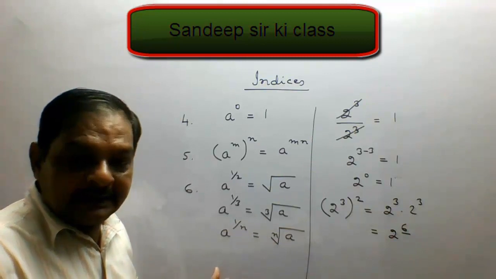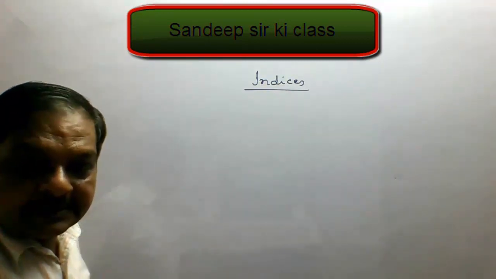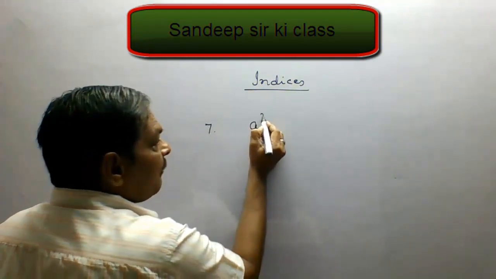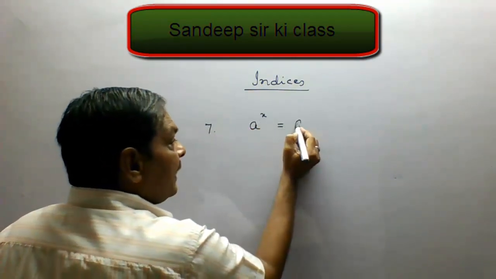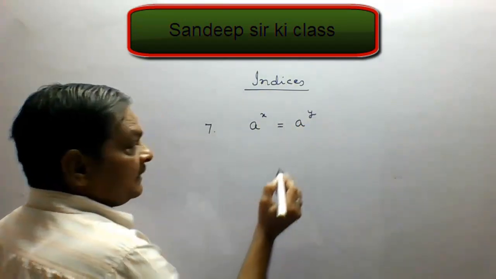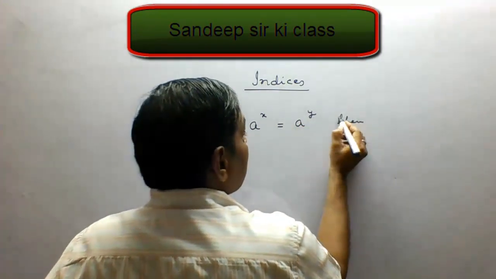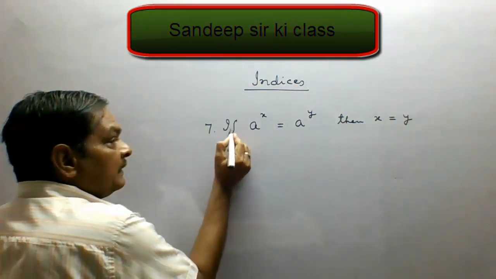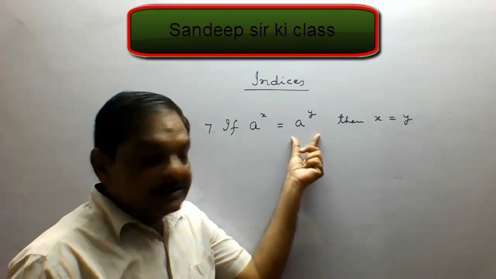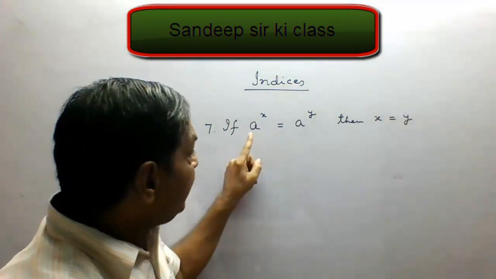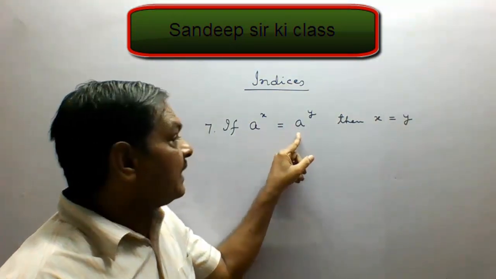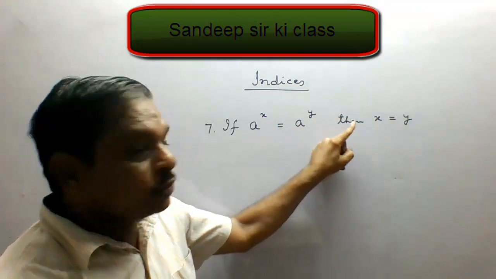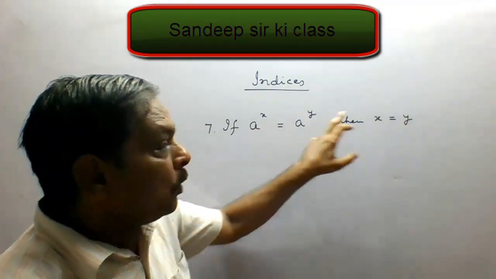Now we will see the next law. Next is law number 7. If a raised to the power x is equal to a raised to the power y, then x is equal to y. If a raised to the power x is equal to a raised to the power y, means in left hand side and right hand side base are same, then the powers will also be same. x will be equal to y.